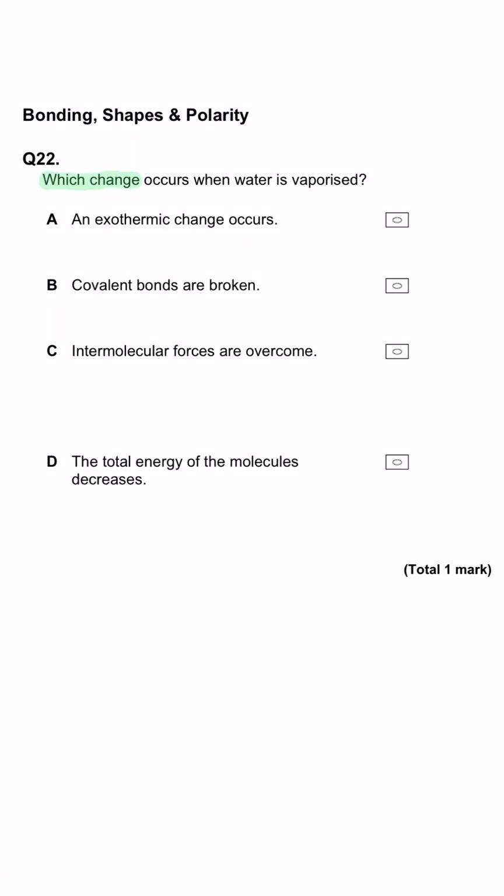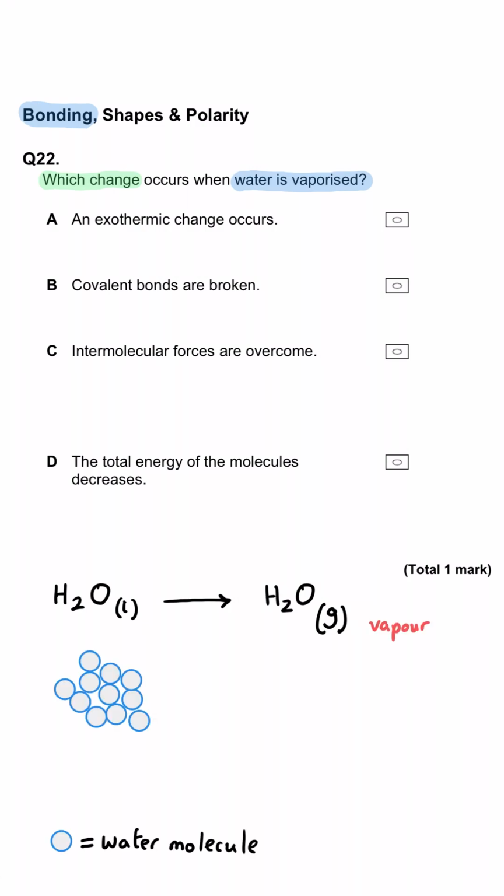Which change occurs when water is vaporized? Well, when you vaporize water, you start with liquid water and turn it into a vapor, a gas. And so what you start with is liquid water, H2O. What you finish with is gaseous water. The water is a gas, so H2O with a little g. And so all you've done is you've separated the particles that are in liquid water and made them be further apart to turn them into a gas.